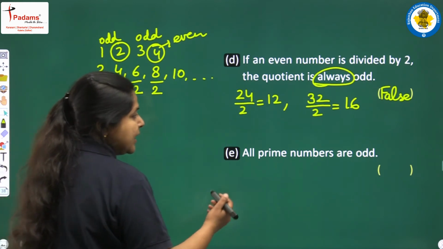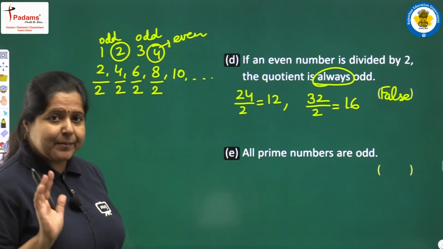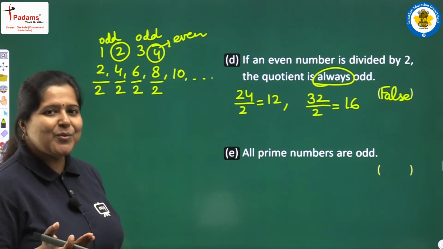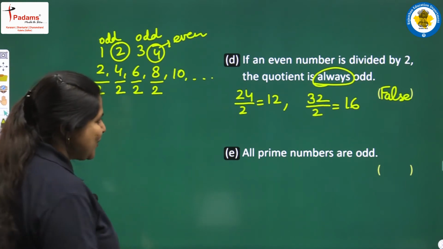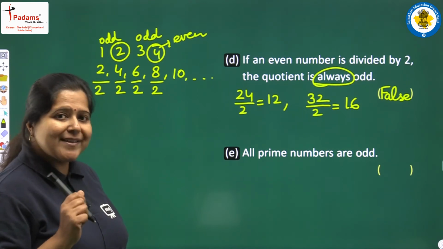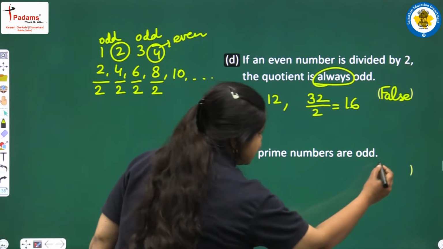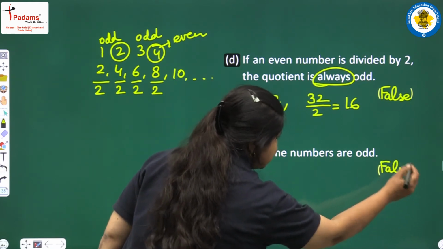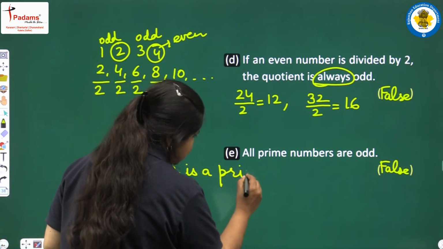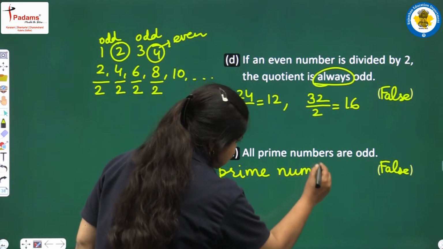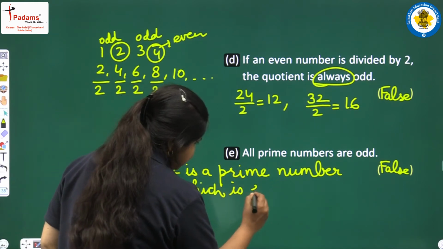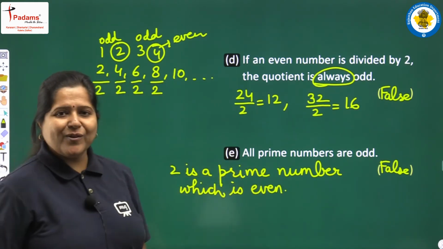All prime numbers are odd. We know the list of prime numbers. From where does it start? It starts from the number 2. And is 2 an odd number? No. So we cannot say that all prime numbers are odd. There is one prime number, 2, which is even. So we can say here it is false. We need to write here: 2 is a prime number which is even. So it's a false statement.